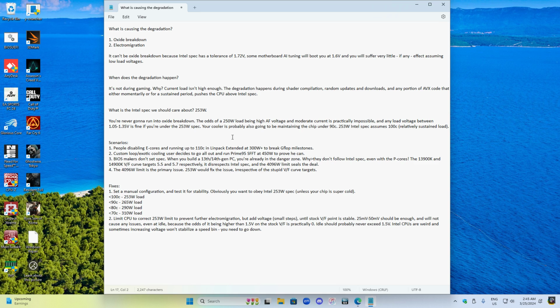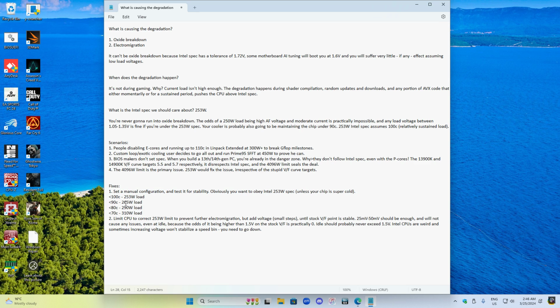The i9 spec is 253 watts for the i9-13900K and the 14900K. This is literally all the CPU is good for, and it's pretty accurate. If you're going to hit 100 degrees, stay under this limit. I implore you to stay under this limit.